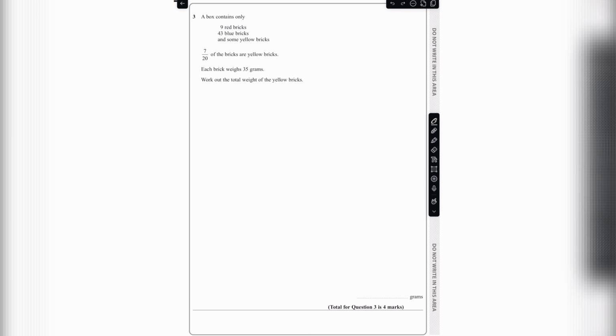In question 3, we are told that a box contains only 9 red bricks, 43 blue bricks, and some yellow bricks. 7/20ths of the bricks are yellow bricks. Each brick weighs 35 grams. Work out the total weight of the yellow bricks.